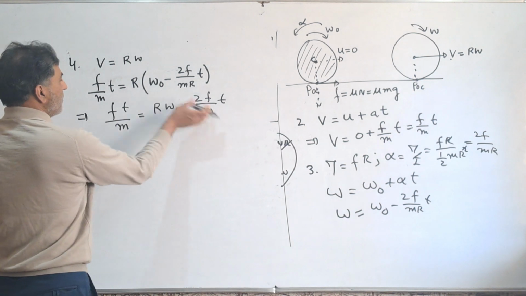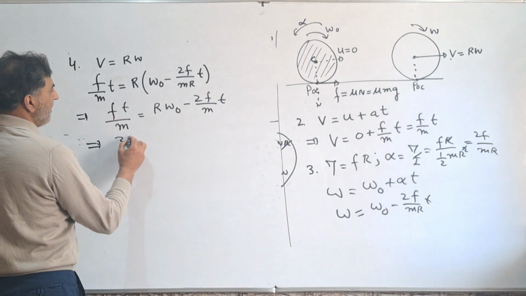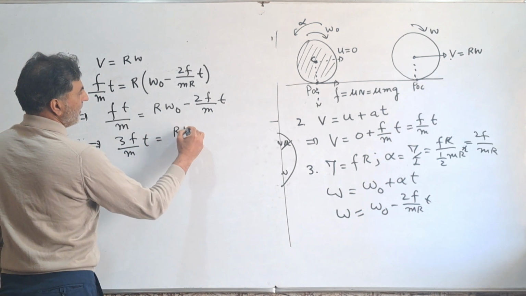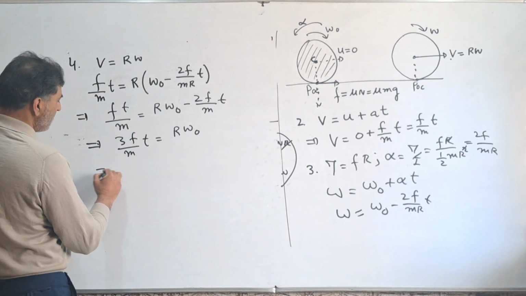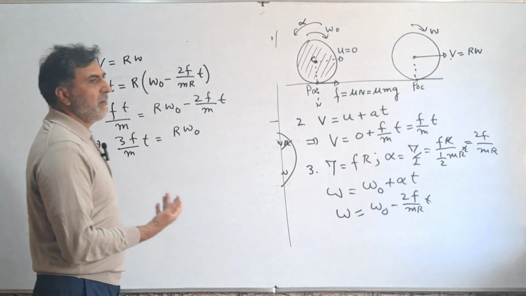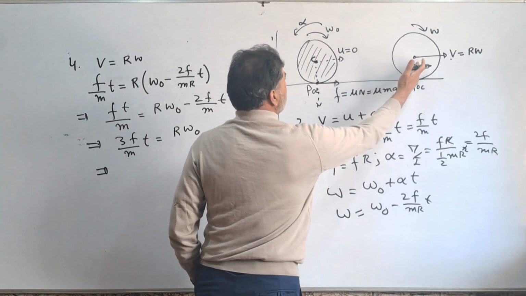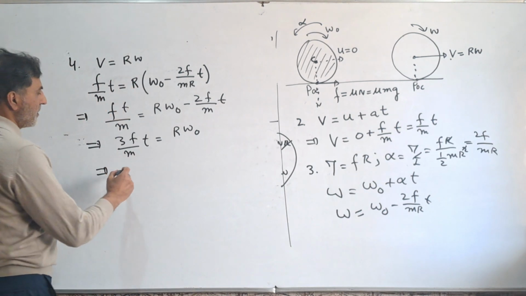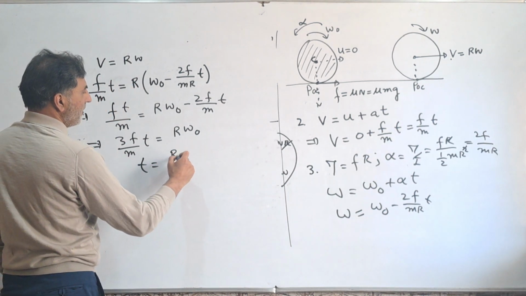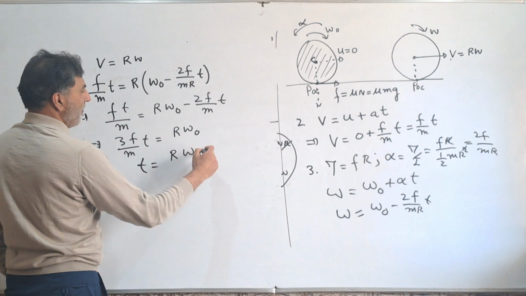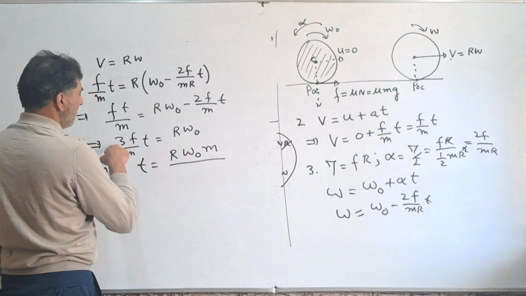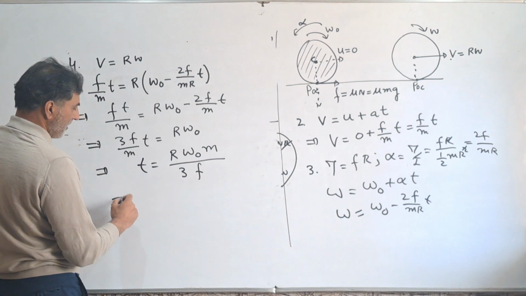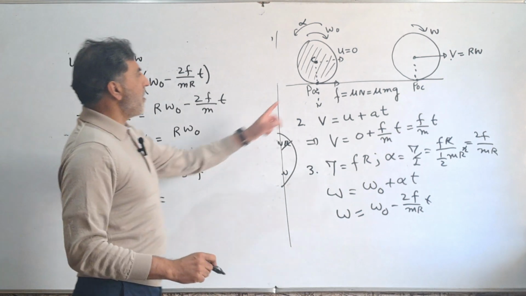Now let me get this onto the left side. That makes it 3f by m t equal to r omega 0. Now what is t? Time that we have to find. How much time it takes from here to here till it starts rolling. So t equal to r omega 0 m multiplied by 3f. Now, but what is f from here to here?